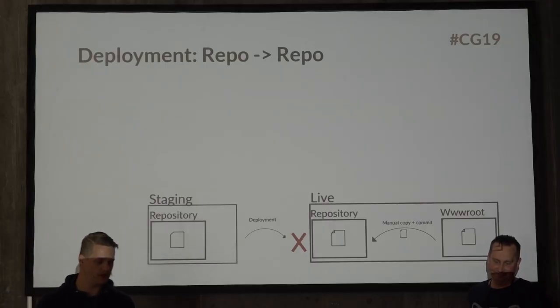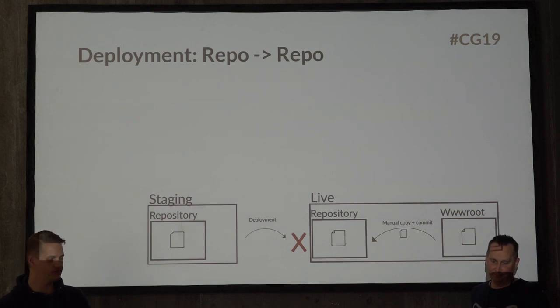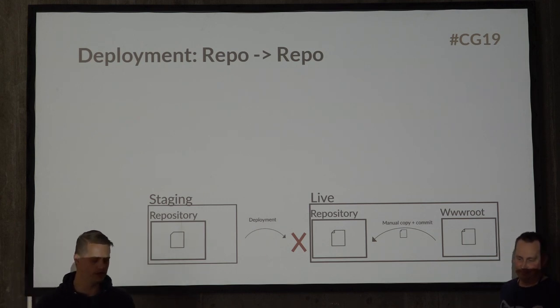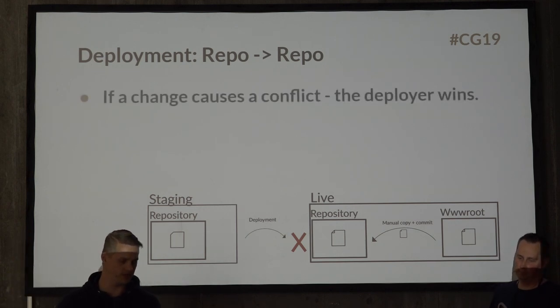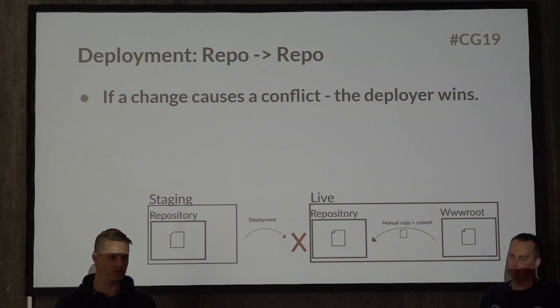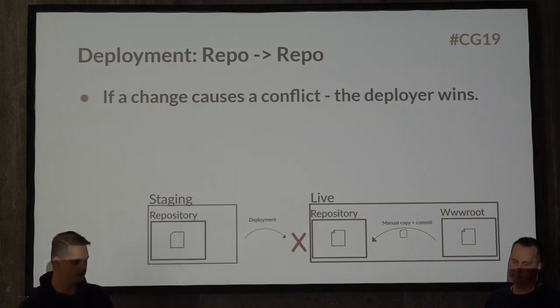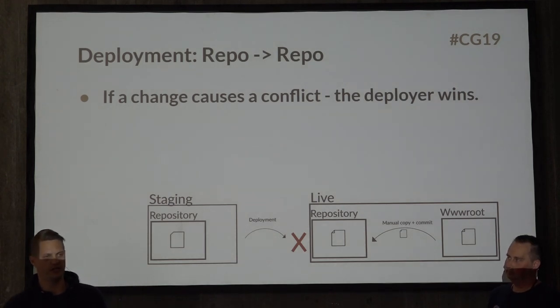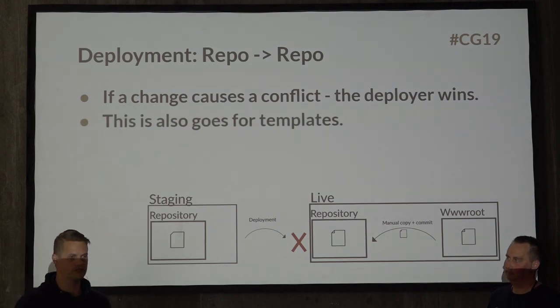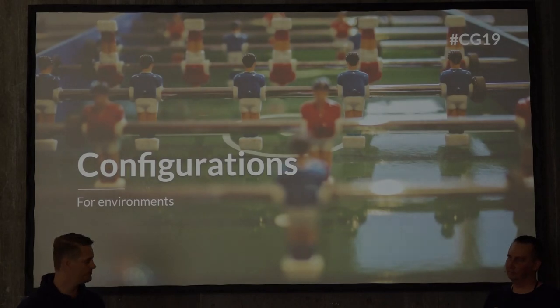So what I just showed you was what we do if we have a new file and we did it in the wrong workflow on one single environment. I'll show you a little about pushing from environment to environment. I won't do a demo. As I told you before, if a change causes a conflict, the deployer wins. And that also goes for templates. There's not a lot more to it.